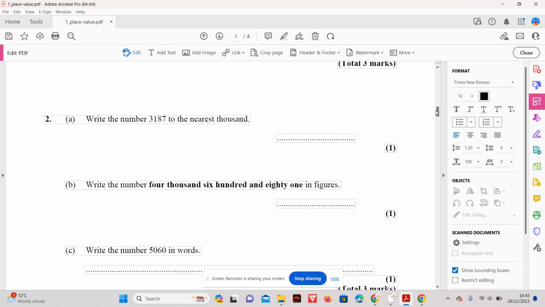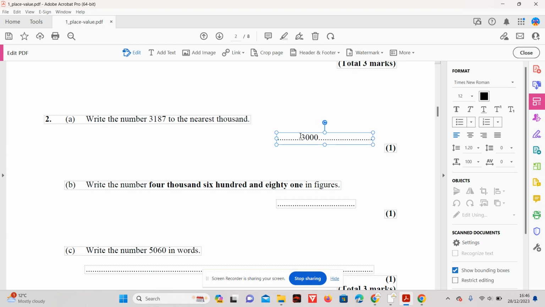Let's move on to question 2. Question 2 says, write the number 3,187 to the nearest 1,000. This time, when you round to the nearest 1,000, you need to look at the hundreds column. The hundreds column is saying 1, so that's 100. Because it's a 1, we round it down, and that means we round it down to the number 3,000. Hope that makes sense.